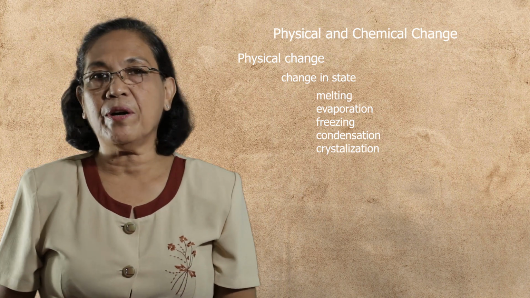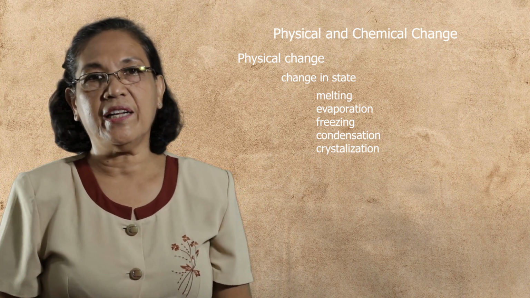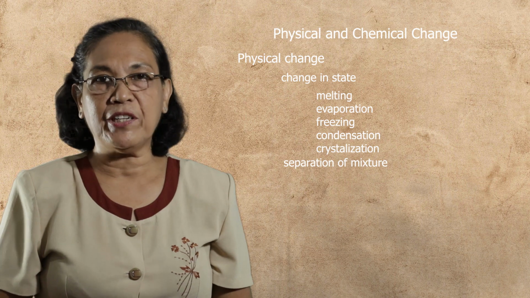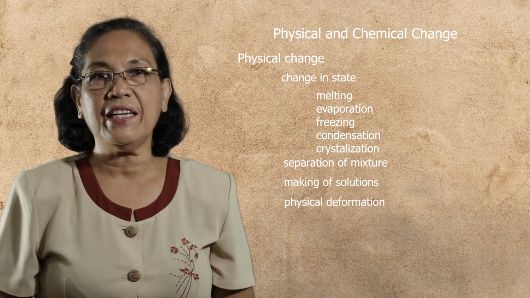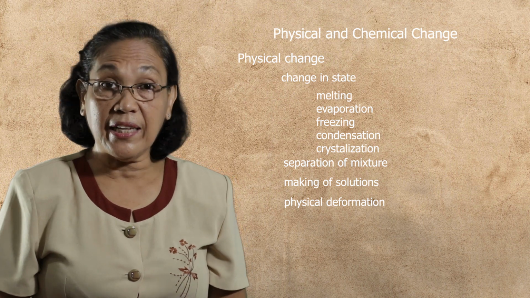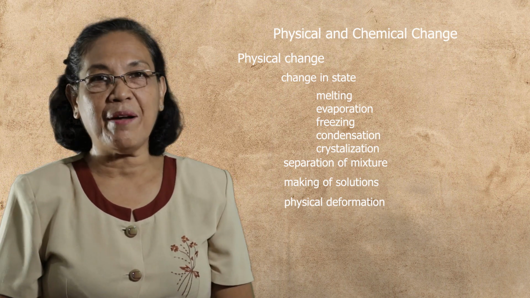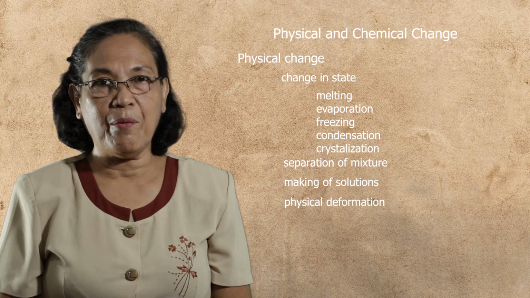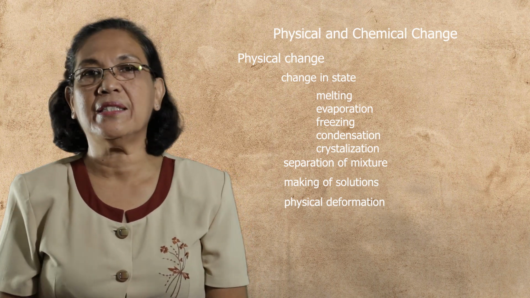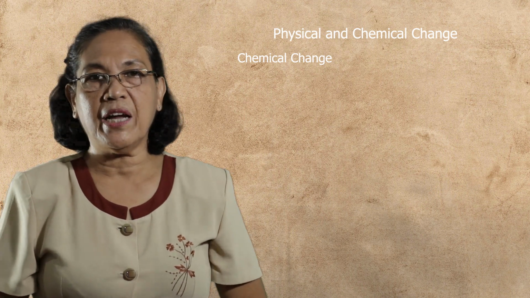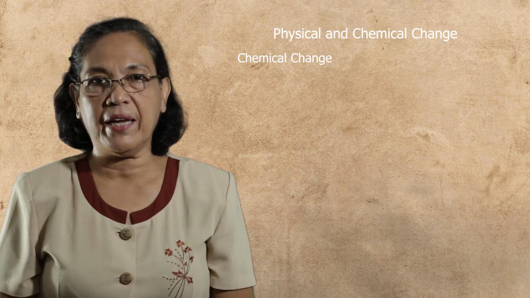Other examples of physical change are the separation of mixtures, making a solution, and physical deformation, such as cutting a paper, stretching a rubber, or bending a wire. Another change which matter undergoes is the chemical change. In a chemical change, there are new components or substances which are formed after a reaction has taken place.